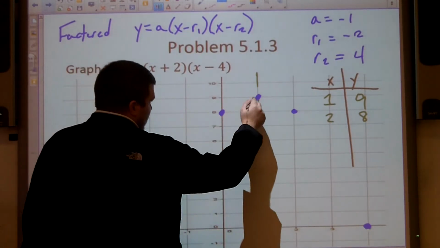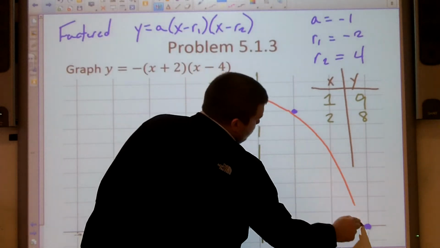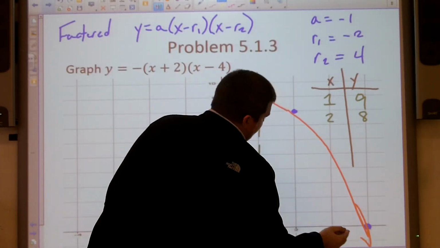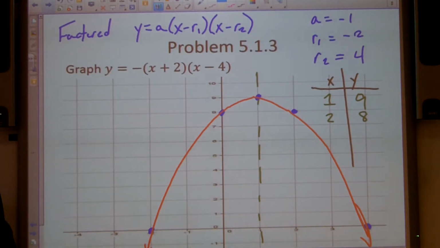Okay, so just going to connect the dots in a smooth curve that way, and in a smooth curve that way. Kind of missed a little bit, but that's all right. So a parabola looks something like this. Pretty easy.